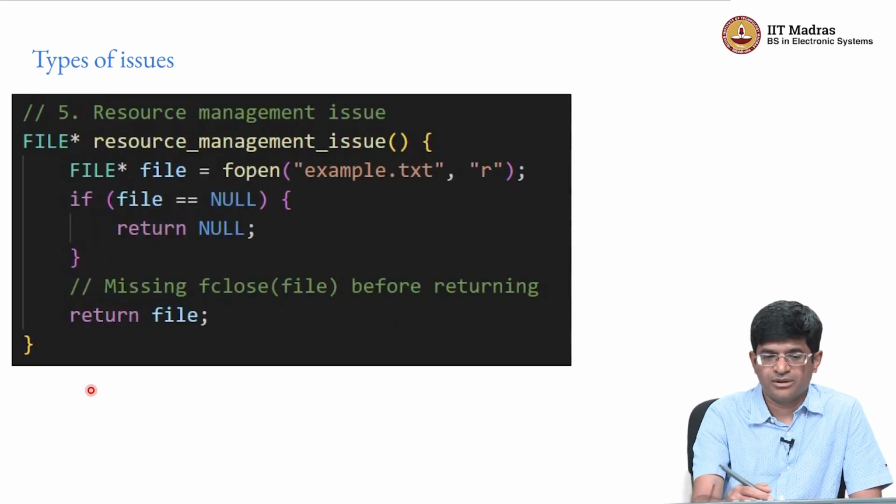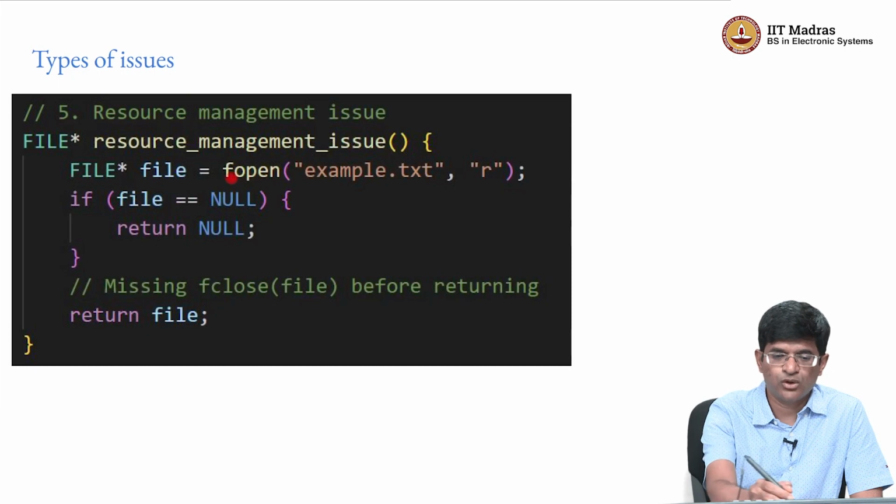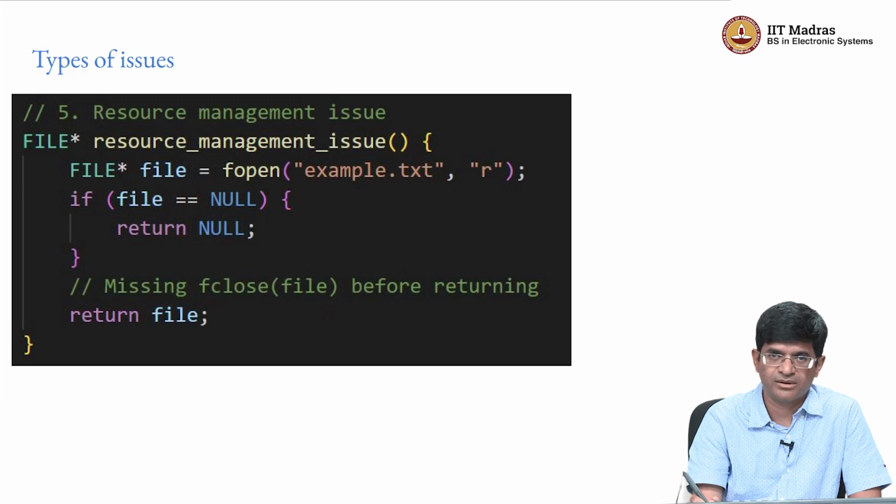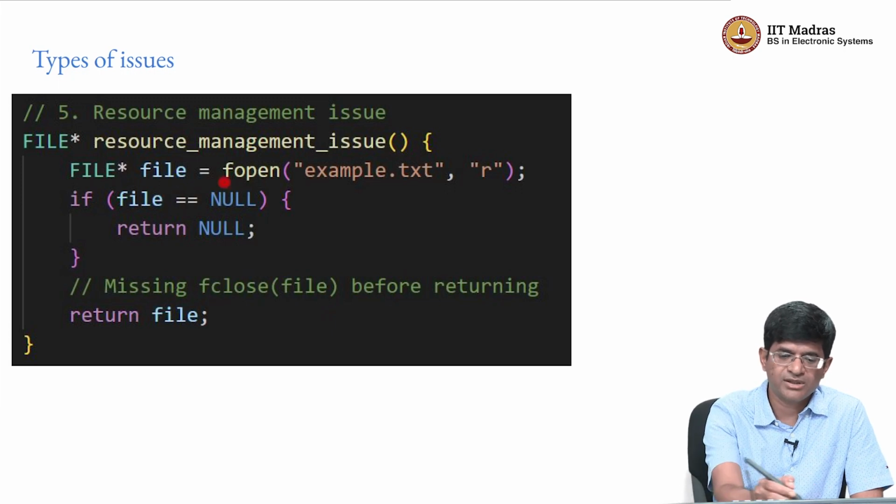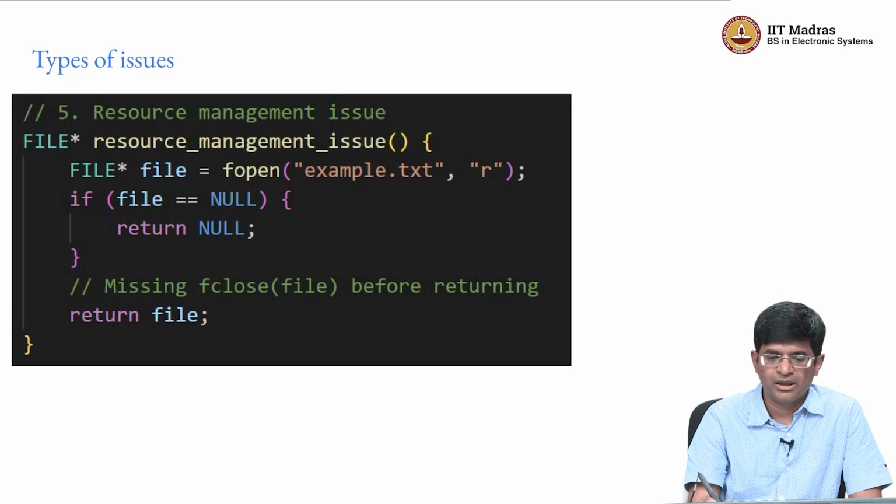Resource management. You could have a scenario where, for example, you basically declare a file, you open the file, you do something with it, and you finally return the file, but you don't have an fclose at any point. So you have basically got this file pointer through fopen, you return the file over here. Now, is this a bug? That's not entirely clear. It is quite possible that I actually want to send this file pointer to some other function, and hopefully I will fclose it somewhere else.